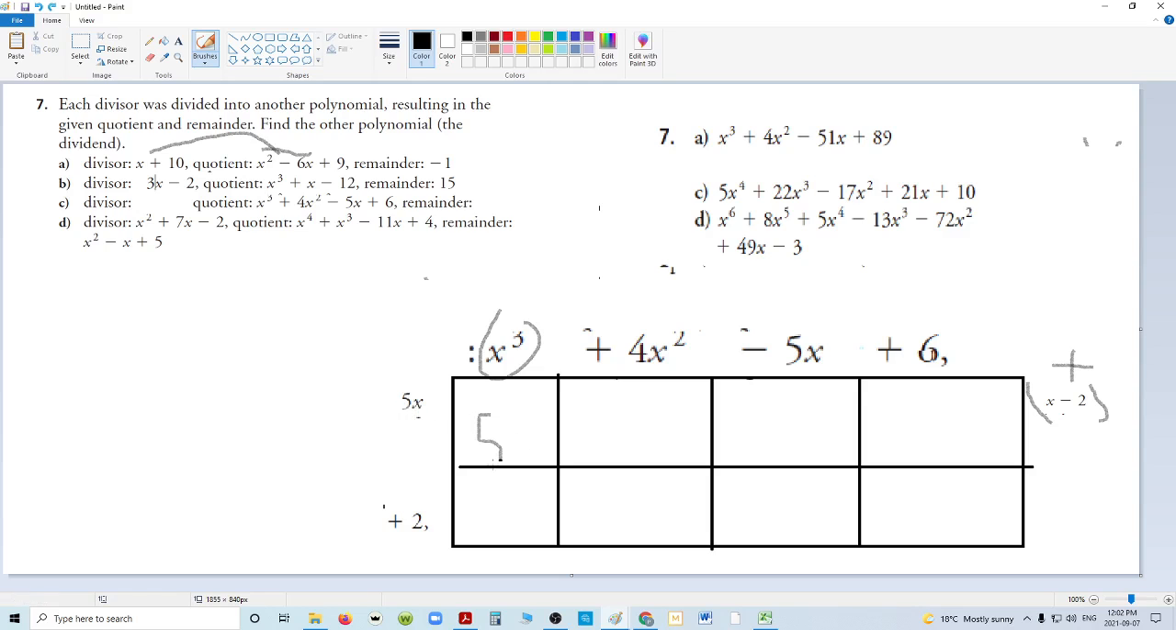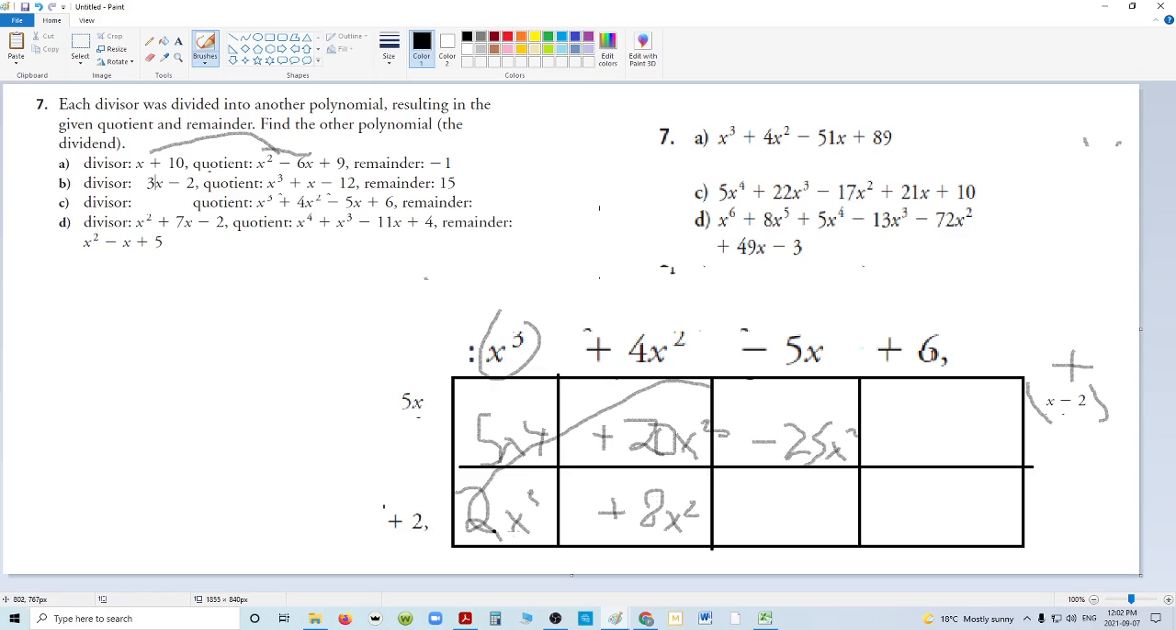So you get 5x to the 4, 2x cubed, plus 20x cubed. It's important to keep the signs there too, because these boxes will just add together. Plus 8x squared, minus 25x squared.